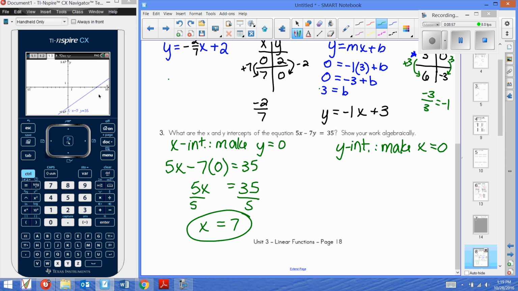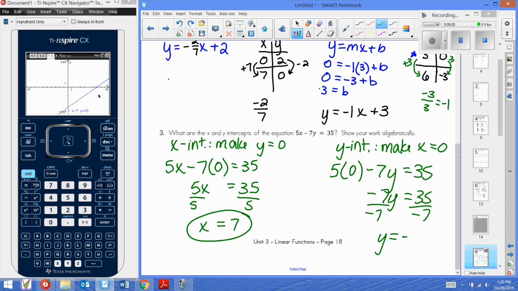Sweet. All right, let's do the same thing now, but just find the y-intercept algebraically. So x will become 0. 5 times 0 minus 7y is equal to 35. So we just used our original equation and made x 0. Well, 5 times 0 is 0, so we're left with negative 7y equals 35. Divide both sides by negative 7, and we get y is equal to, oh my goodness, negative 5, which we saw over here on the graph. So look at how nice this graph is as a checking tool.